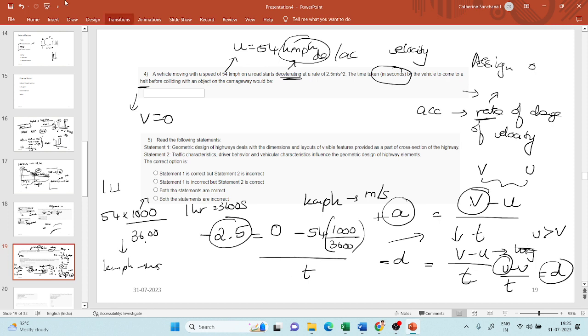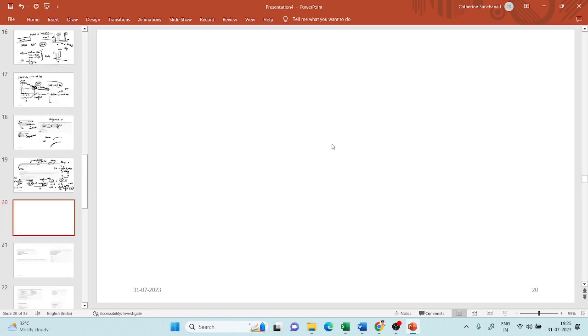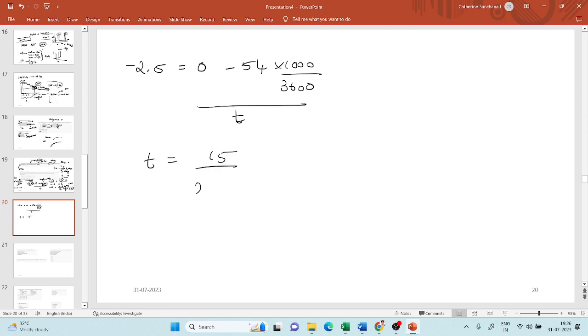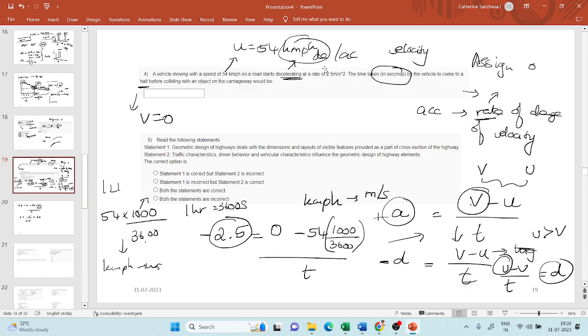Okay. So moving on to, so what we wrote here, minus 2.5 is equal to 0 minus 54 into 1000 by 3600 by t. So this will give me t is equal to 15 by 2.5 and this is going to be 6. So my answer is going to be 6 seconds. Okay, understood? 6 seconds. Now the next question.